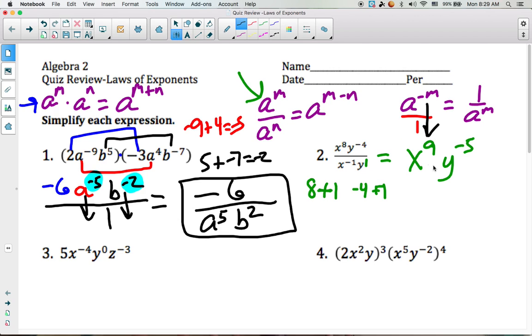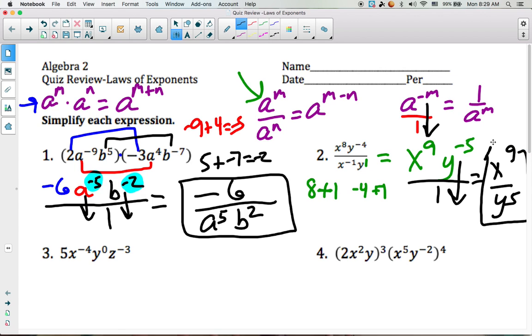Well, we can't have that negative exponent, so we're going to make it a fraction. 9 is a positive number. It stays where it's at. The negative 5, that y to the negative 5 will drop down to the denominator, and we're going to have x to the 9th divided by y to the 5th. And that will be our final answer.